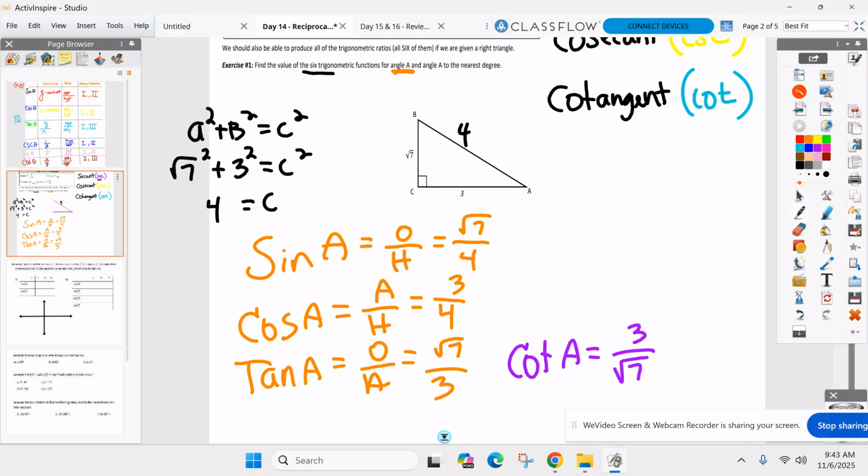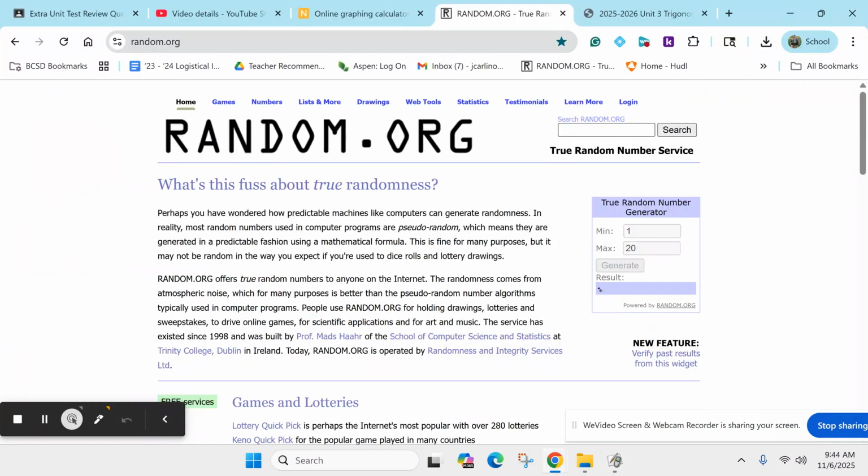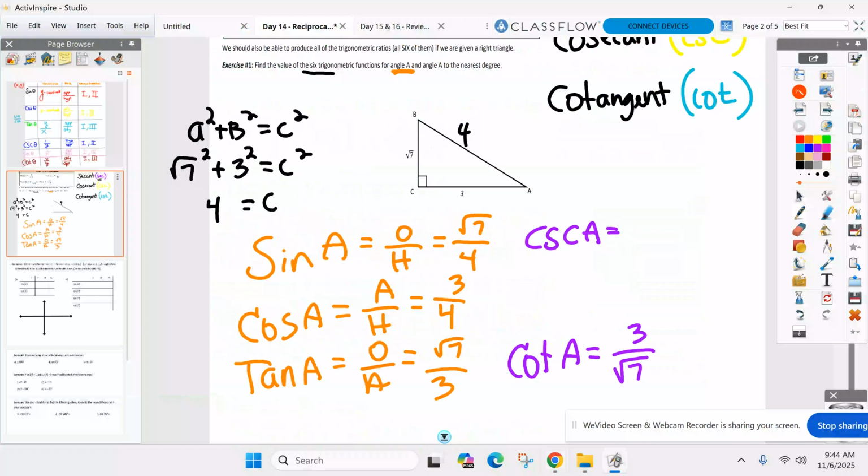Now I want to do cosecant. CSC. What's that one related to? Sine. Yes. Just give me the value. Cosecant of A. Sine of A was just radical 7 over 4. What do you got for me now? Kaylee? Flip it. 4 over radical 7. Good.